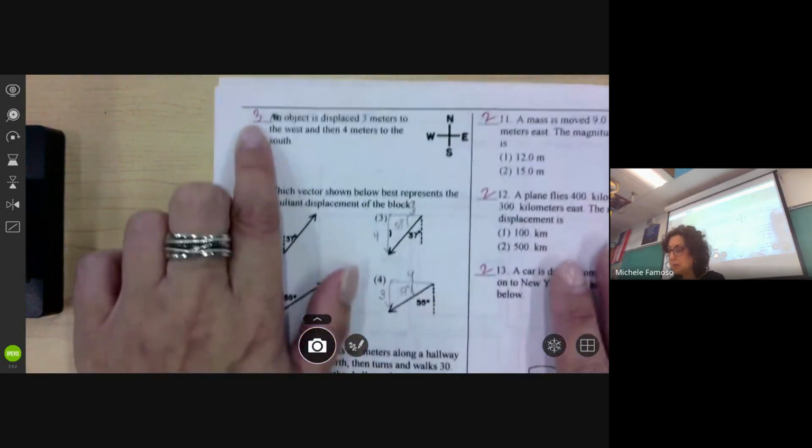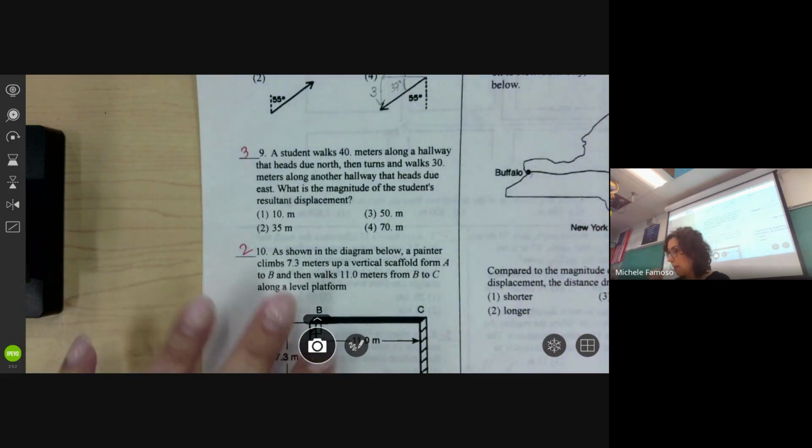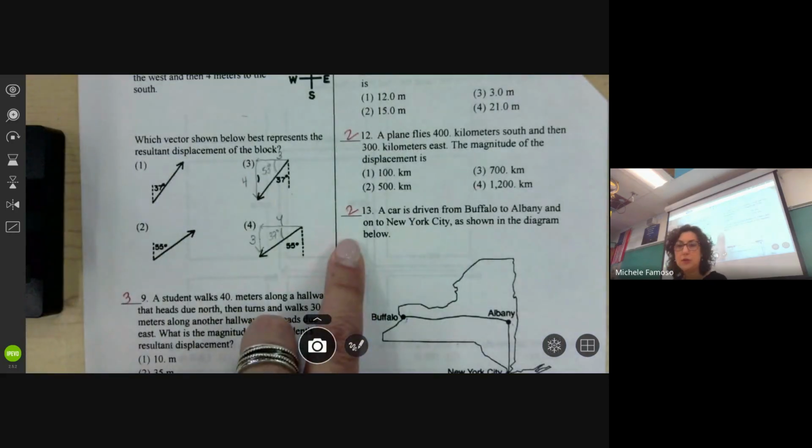8 is 3. 9 is 3. 10 is 2. 11 is 2. 12 is 2. 13 is 2. And the last one is all done with ruler and protractor. So you're going to have to measure things out with me.